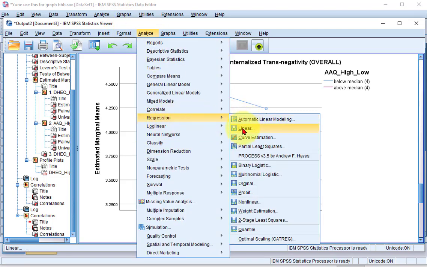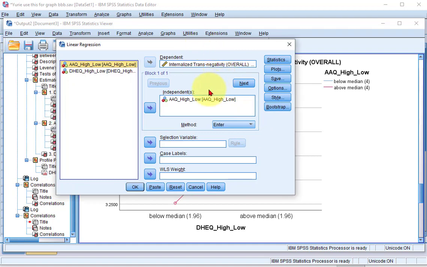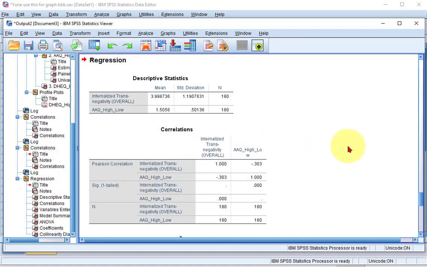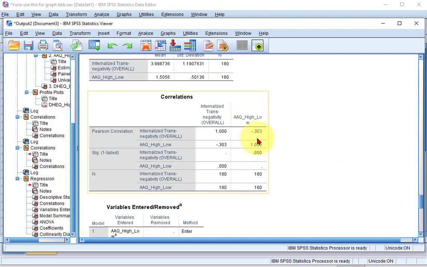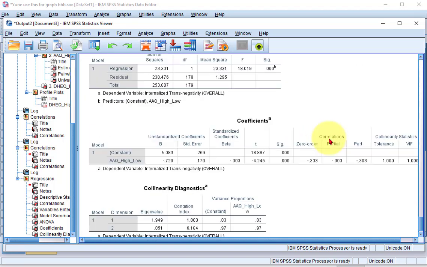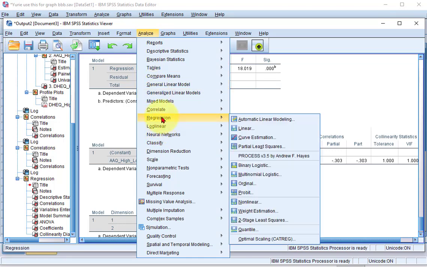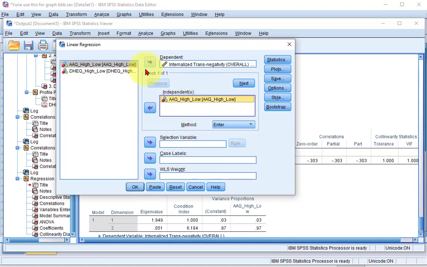So part B was I did a linear regression, and I used them one at a time. So we're going to do the AAQ here as the IV, and I know this isn't right, but I got the same thing here, right? Negative, where is it? Right here. For the coefficients, the beta weight is still the same, negative 0.303, which is significant. And then going the other way around, I switched it with the DHEQ and got the same number from the point-biserial, which is 0.181.